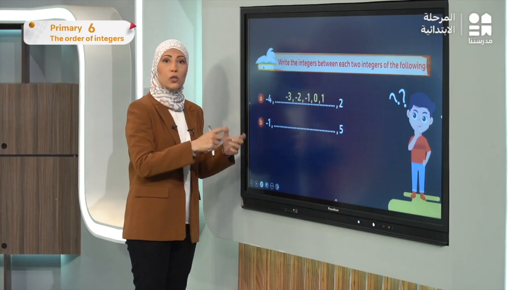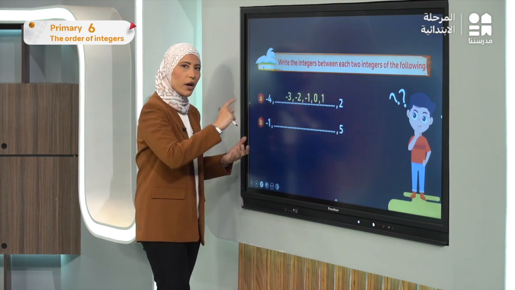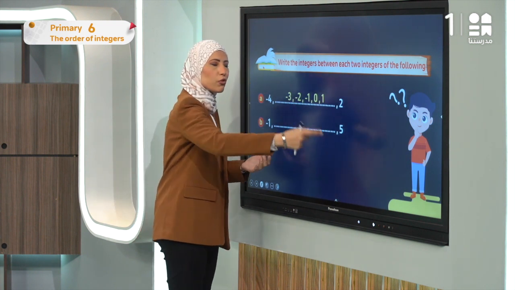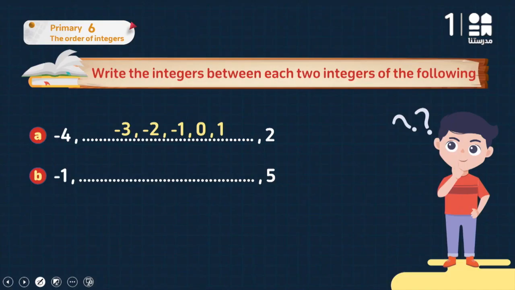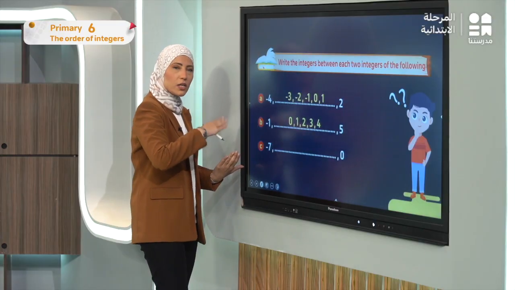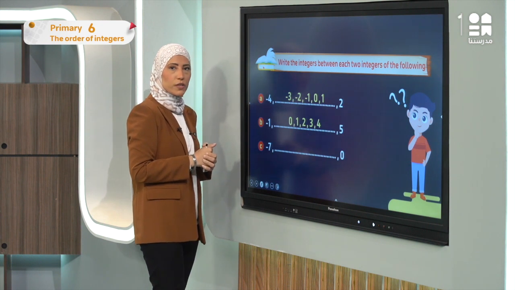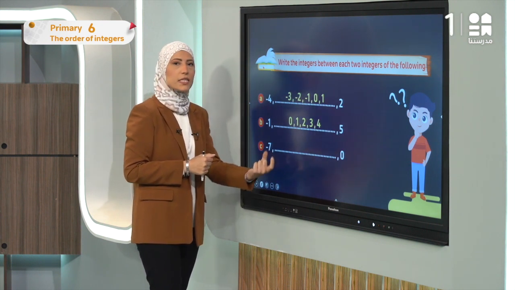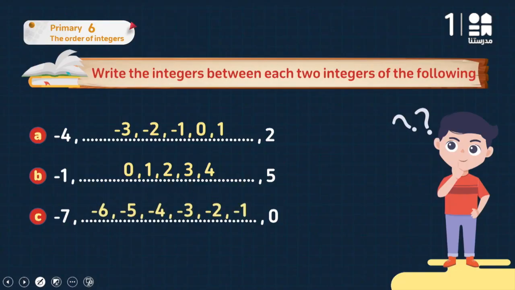Negative 1 and 5. Also I'm on the negative side moving to the positive side. Okay, I'm moving left to right. So it will be negative 1, 0, 1, 2, 3, 4. Next I have negative 7 and 0. Negative side, moving in the direction of the 0. So you are moving in the direction of the 0. It will be negative 7, negative 6, negative 5, negative 4, negative 3, negative 2, and negative 1.